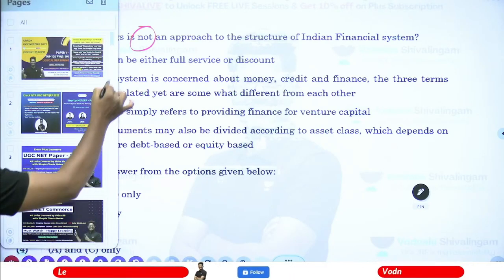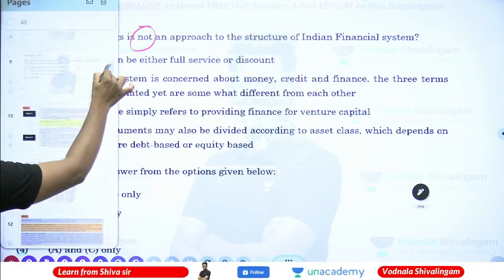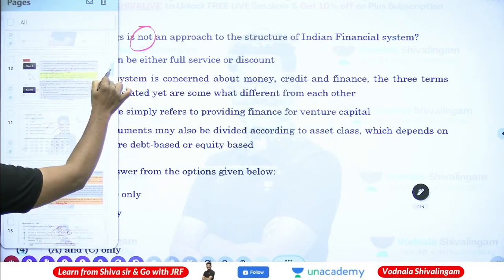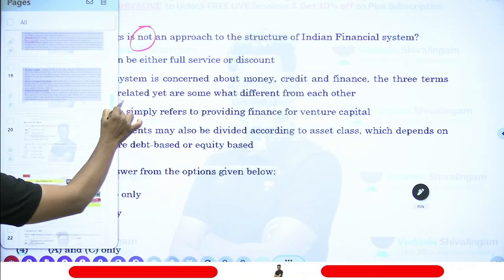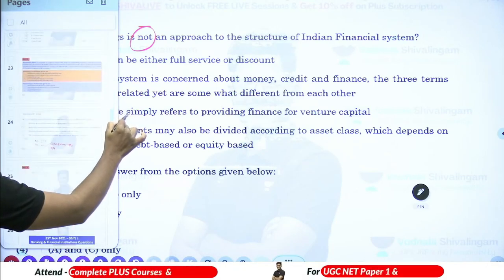How many questions in shift 1? 1, 2, 3, 4, 5, 6, 7, 8.